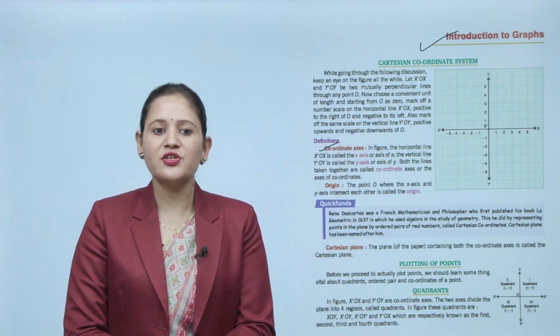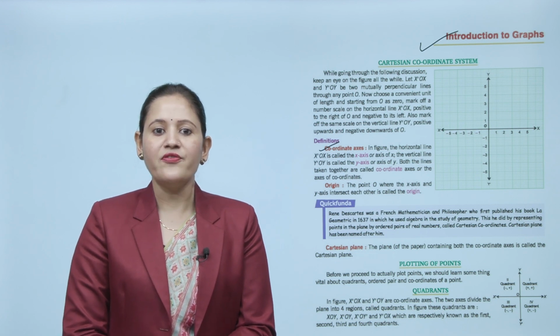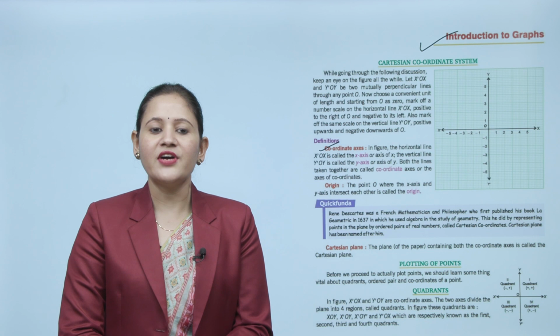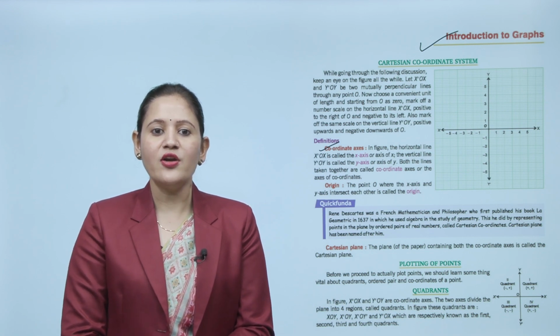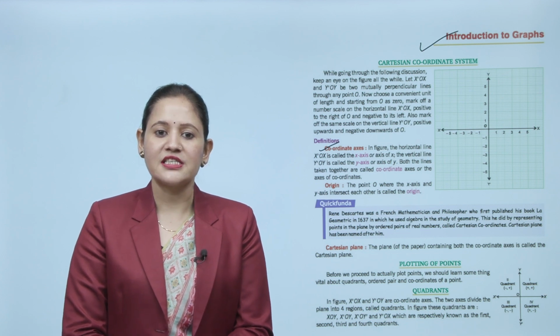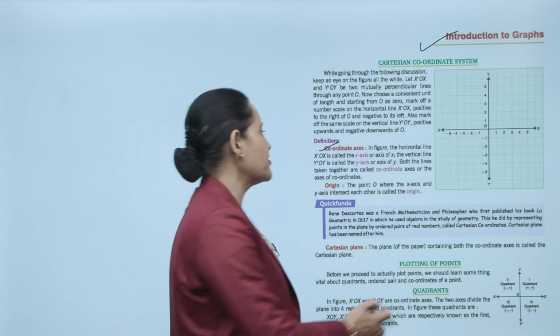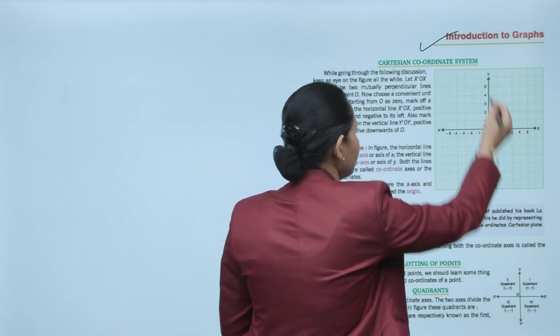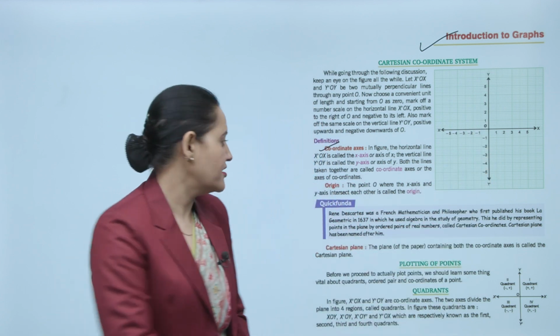In the figure, the horizontal line X'OX is called the x-axis or axis of x. The vertical line Y'OY is called the y-axis or axis of y. Both the lines taken together are called coordinate axes or the axes of coordinates. So coordinate क्या हो जाएंगे? ये हो जाएगा x-axis coordinate and this is y-axis coordinate. Clear? Next, origin.